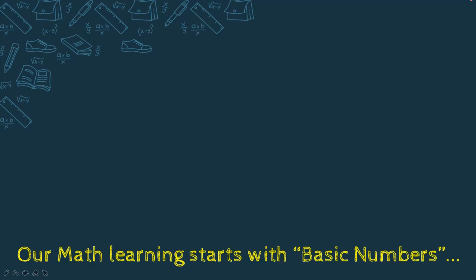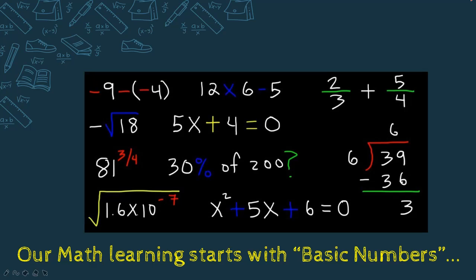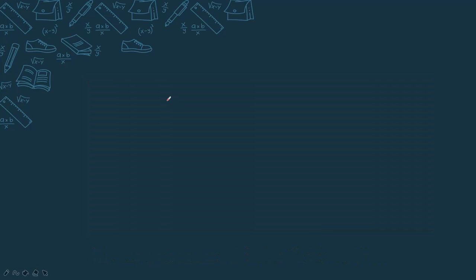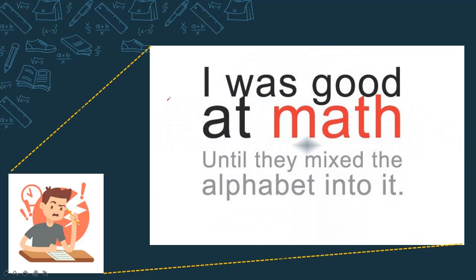If we see, our math learning starts from our childhood with the basic numbers, where we learn subtraction, multiplication, division, addition, all these things. And suddenly, it starts converting into letters, where we learn algebraic expressions like 6x square plus 7x minus 3. So the child thinks, I was very good in math, but that was until they mixed all these alphabets into it.